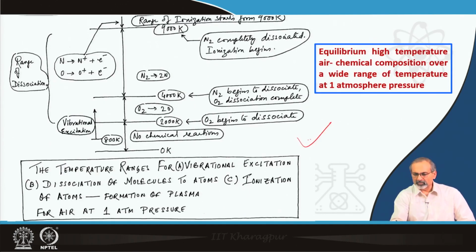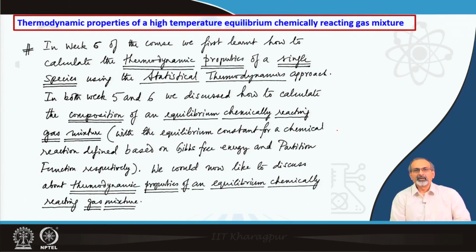And based on that, we should be able to work out the equilibrium high temperature air composition in terms of its chemistry over a fairly wide range of temperatures that is shown in this chart at 1 atmosphere pressure. Based on all these basics, which we quickly recapitulated, we would now like to address the question of how we go about obtaining the thermodynamic properties of a high temperature equilibrium chemically reacting gas mixture.